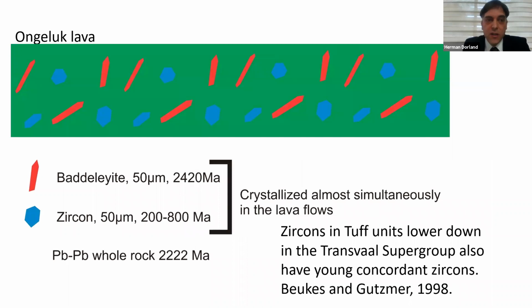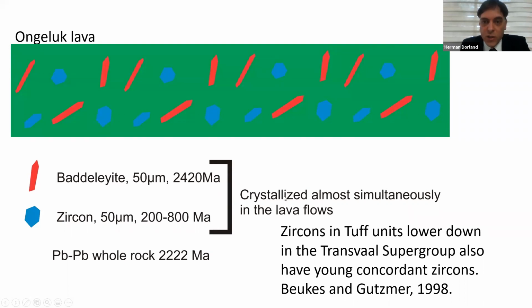So what we have is the Ongeluk lava, and then we have baddeleyite and zircon. The baddeleyite has been dated to 2420 million years, and we see the zircon that's around 200 to 800 million year old, concordant zircons. So there's more than 1,000 million years difference between the crystallization ages of the zircon and the baddeleyite in the lava. And this lava obviously crystallized almost instantaneously, so these minerals should be the same age, but there's a 1,000 million years difference.